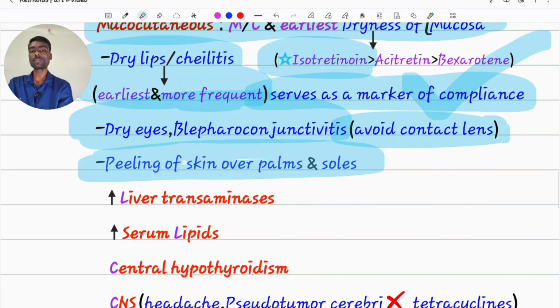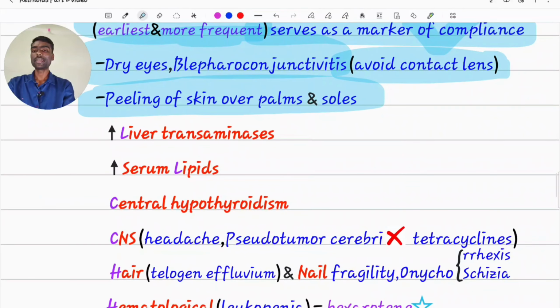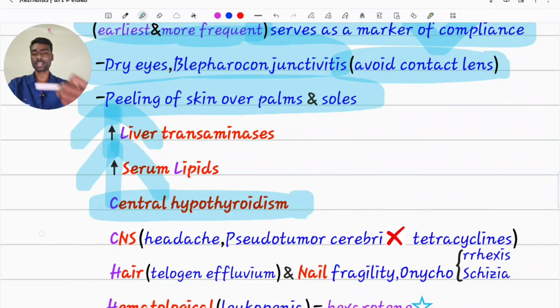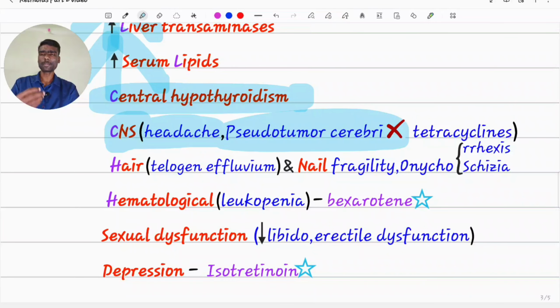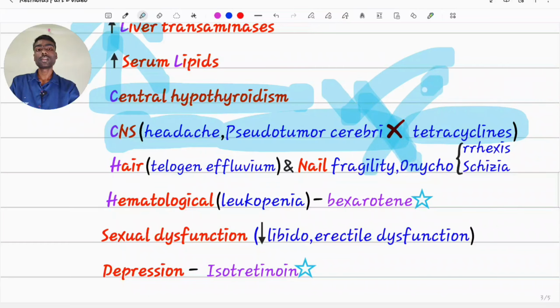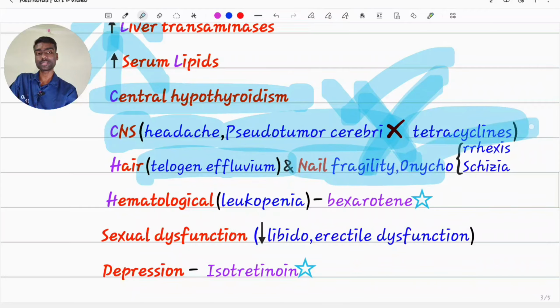Peeling of skin on palms and soles. Elevated liver enzymes, elevated serum lipids, central hypothyroidism, CNS side effects like headache, pseudotumor cerebri. Clinical features of pseudotumor cerebri are severe nausea, vomiting, headaches. This risk will increase if we prescribe tetracyclines along with Isotretinoin. That's why never ever prescribe tetracyclines with Isotretinoin. Hair fall like telogen effluvium, nail fragility, onychorrhexis, onychoschizia.